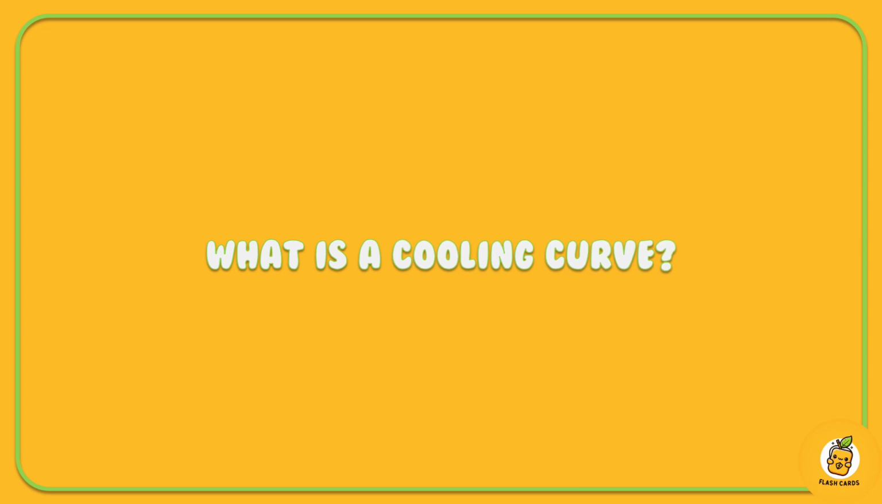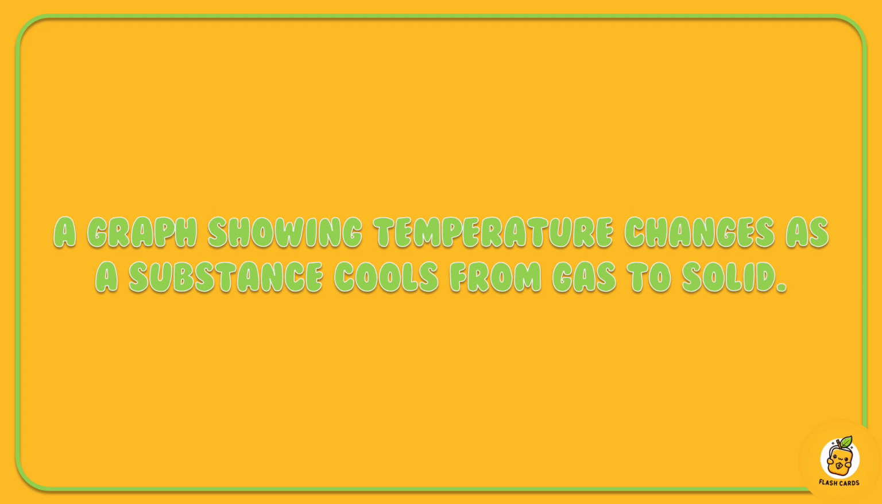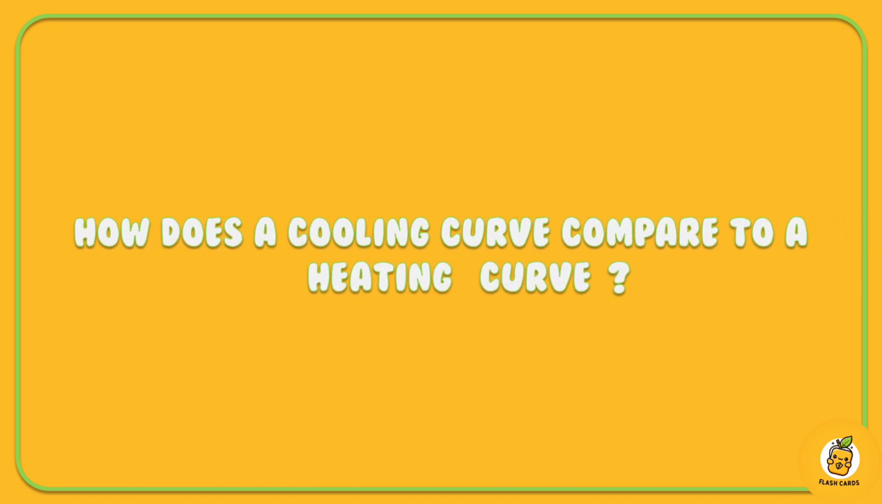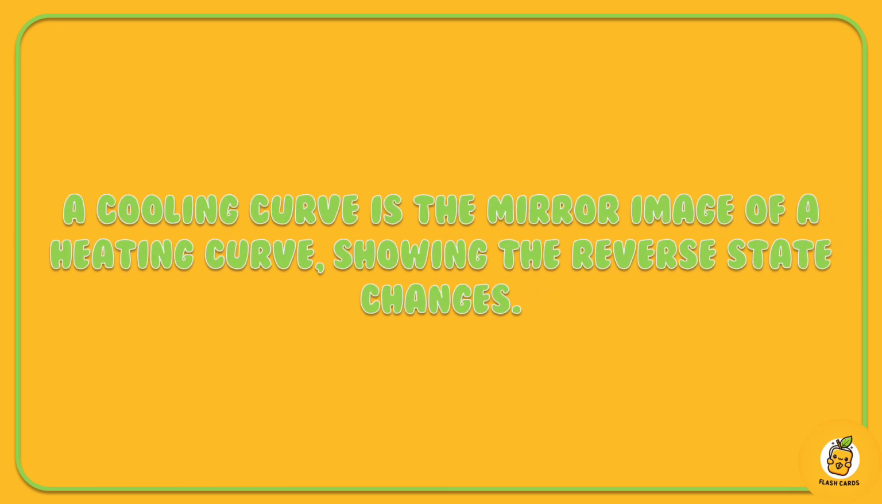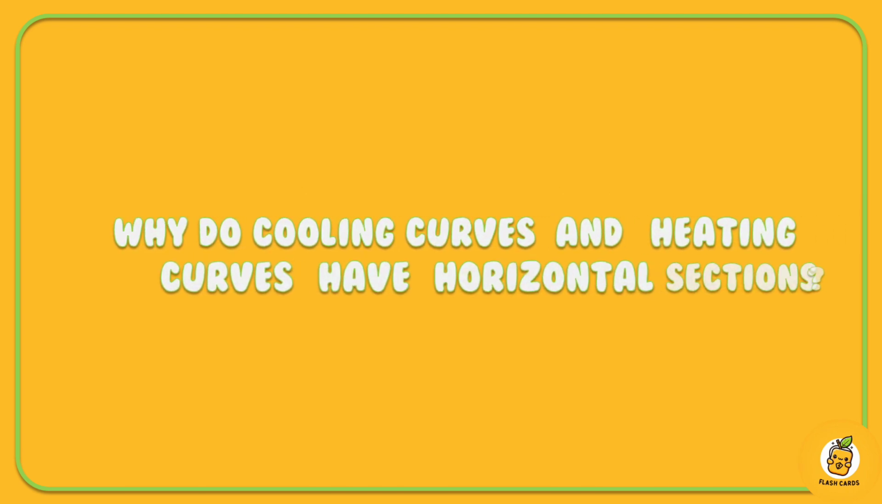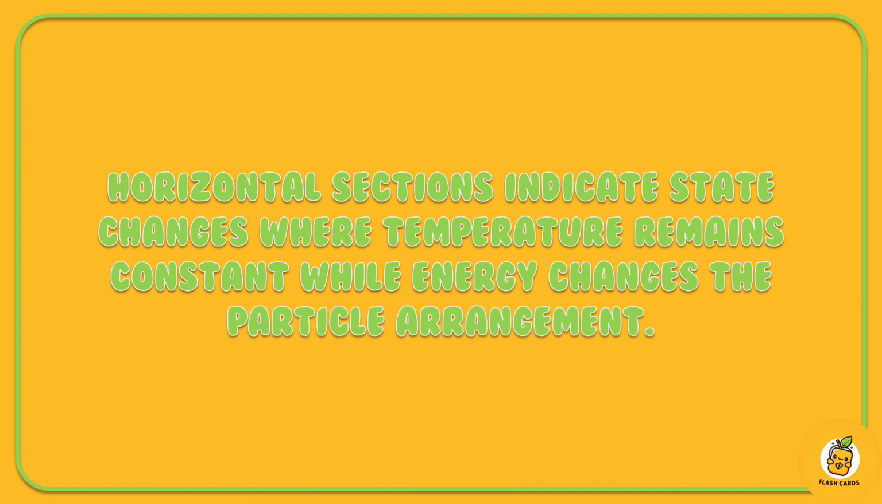What is a cooling curve? A graph showing temperature changes as a substance cools from gas to solid. How does a cooling curve compare to a heating curve? A cooling curve is the mirror image of a heating curve, showing the reverse state changes. Why do cooling curves and heating curves have horizontal sections? Horizontal sections indicate state changes where temperature remains constant while energy changes the particle arrangement.